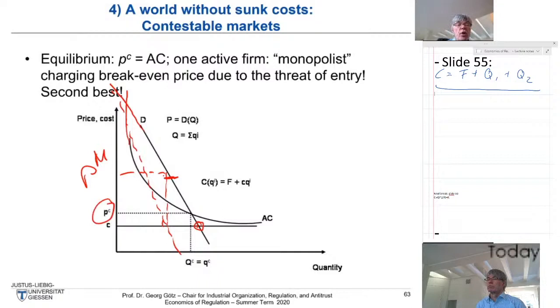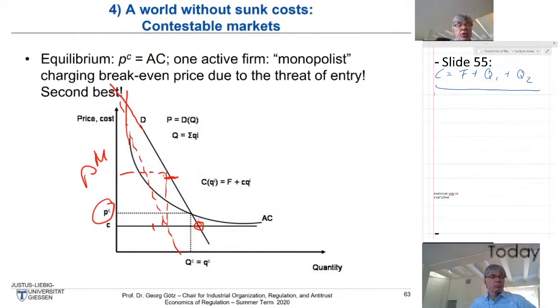Could an entrant profitably enter here? No, because if they undercut that, there is no output quantity that works. If you produce like this, you have this average cost, this would be the price. If you produce even more, you would have losses. So price equal average cost is feasible, because our incumbent does not make losses. At the same time, it is sustainable because there could not be entry.